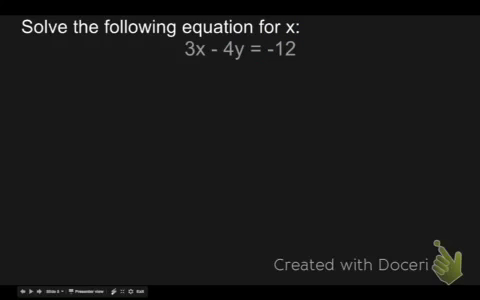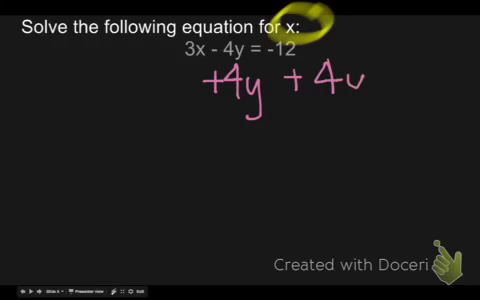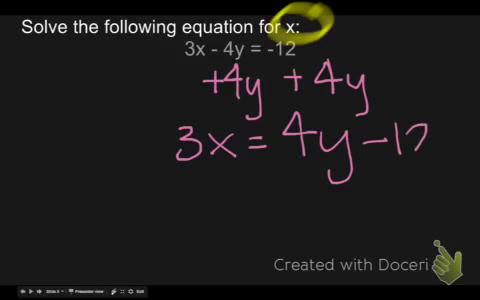Okay, ladies and gentlemen, here's the second example. So go ahead and jot in your notebook 3x minus 4y equals negative 12. In this particular case, you can see we want to get x by itself. So to do that, we need to get rid of, subtract 4y on both sides. So I will add 4y. Okay, when I do that, I'll get 3x equals 4y minus 12. To get x by itself, I divide everything by 3.